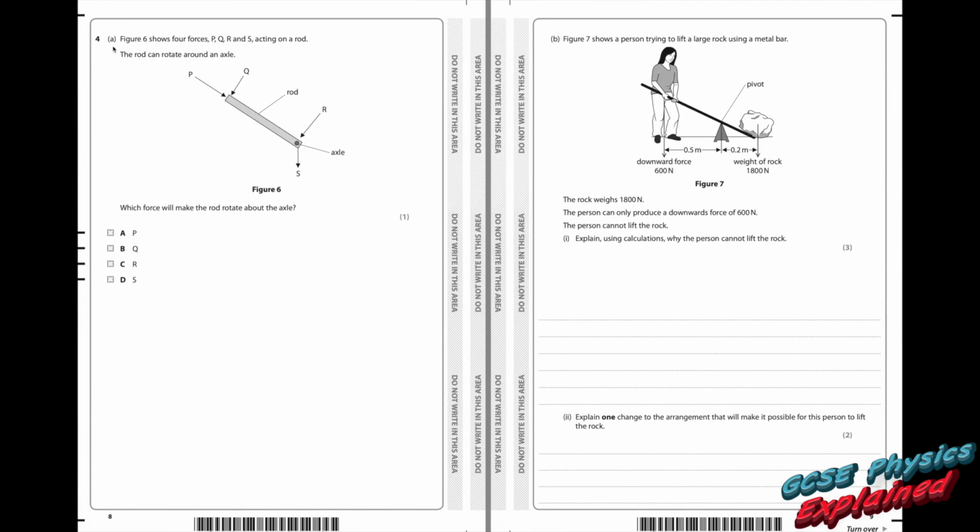Question number 4, part A. Figure 6 shows 4 forces, P, Q, R and S, acting on a rod. The rod can rotate around an axle. There's the axle there. It's like a pivot point. Which force will make the rod rotate about the axle? You're looking for a force that's acting at right angles to the axle at a certain distance. So that's going to be Q.